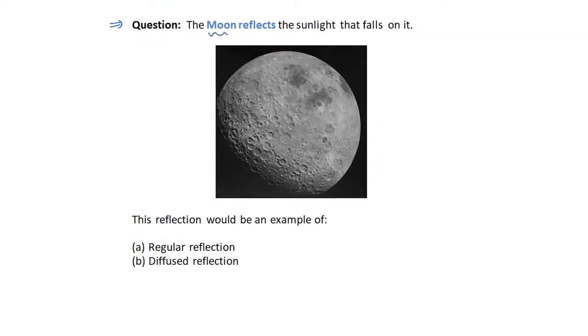The moon reflects the sunlight that falls on it. This reflection would be an example of A. Regular reflection or B. Diffused reflection. Now, the surface of the moon, as you can see, is rough. वहाँ पे हैं बहुत सारी surface irregularities. Therefore, the reflection from the surface of the moon will be diffused. So therefore, option B है हमारा correct answer.